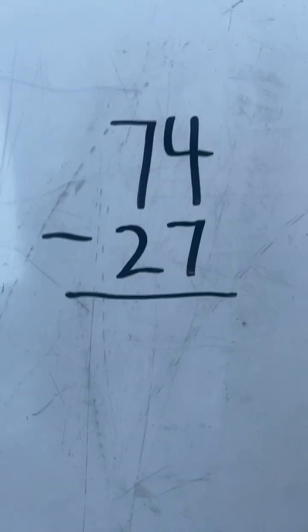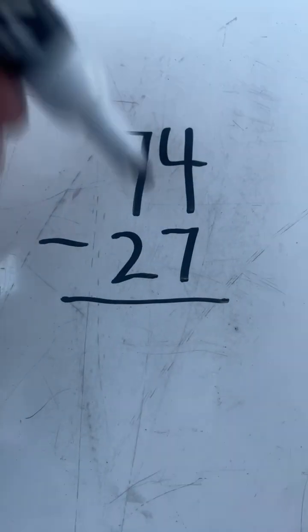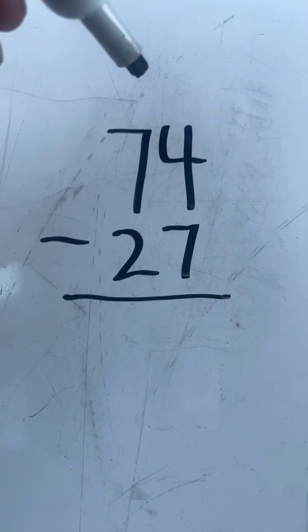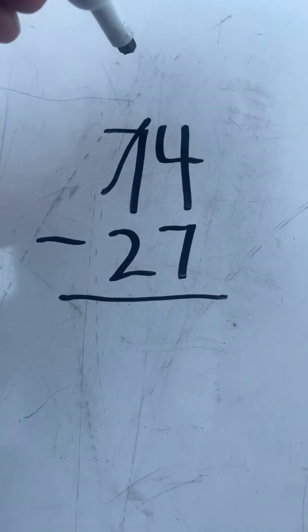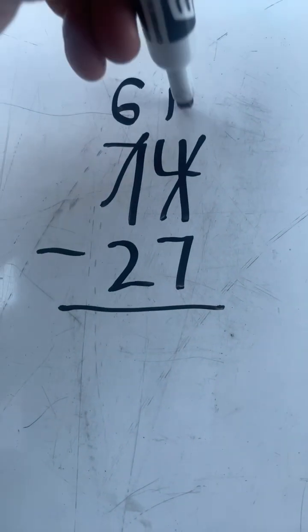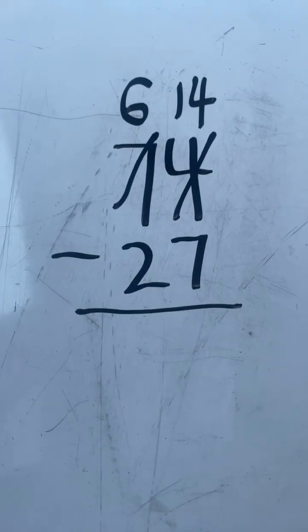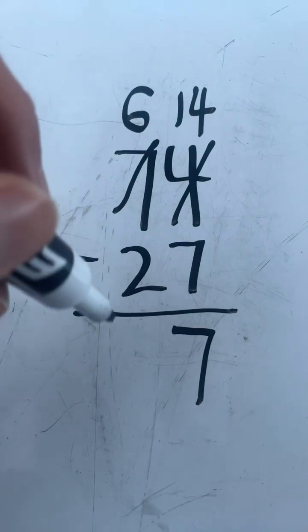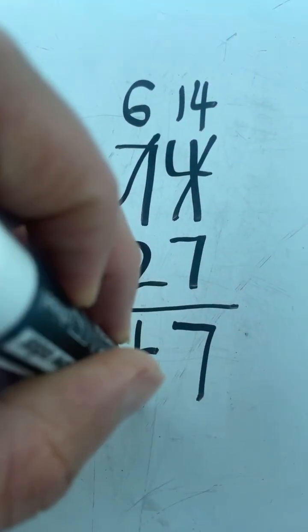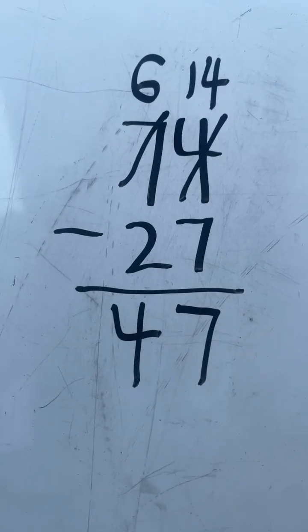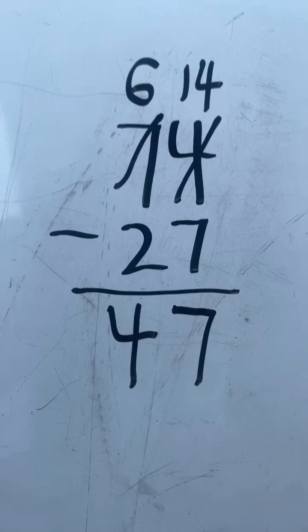74 minus 27. So again, bottom digit's bigger than the top. You can't start out with 4 and take away 7. So we take a 10 from the tens place. The 7 becomes a 6. The 4 becomes a 14. 14 minus 7 equals 7. 6 minus 2 equals 4. And we have our final answer. 74 minus 27 equals 47.